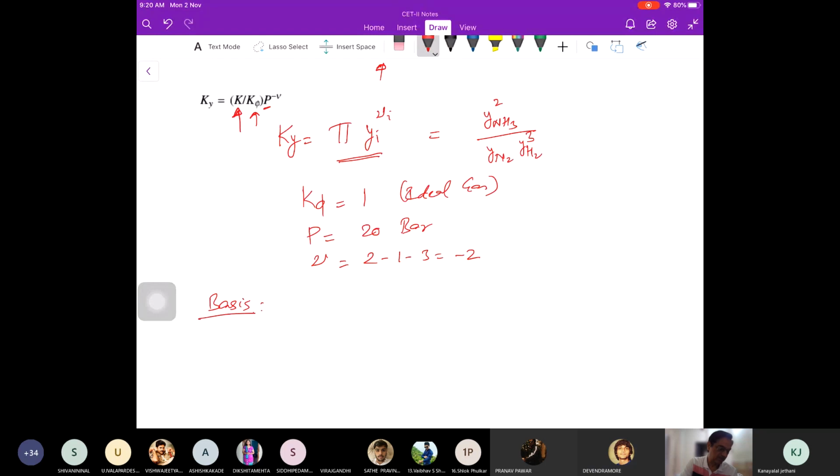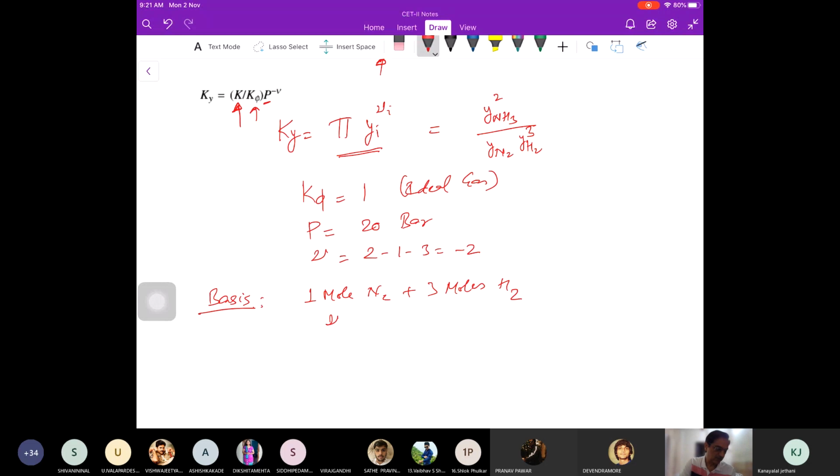So we have defined a basis. Don't forget, always basis. The basis is stoichiometry. That means 1 mole of nitrogen plus 3 moles of hydrogen. He has already specified that we are giving feed in stoichiometric ratio. That is our basis. Without basis nothing can be solved, right?